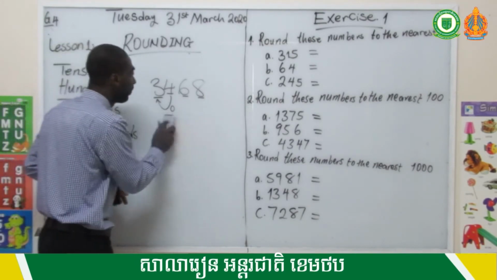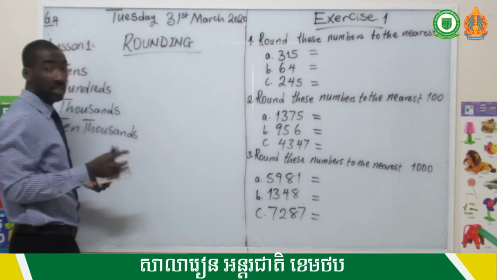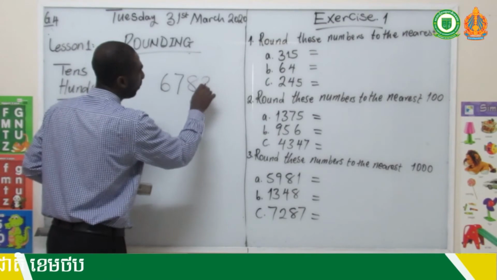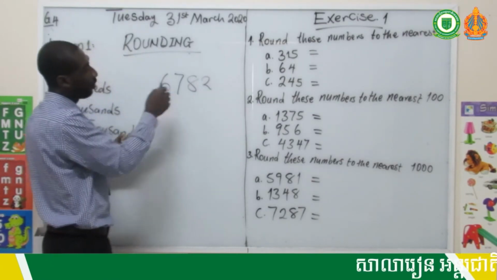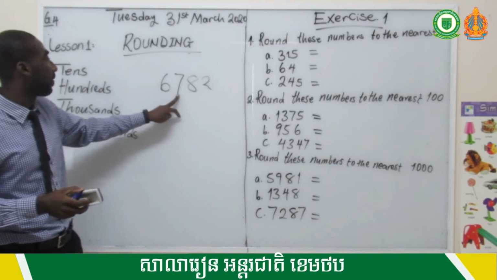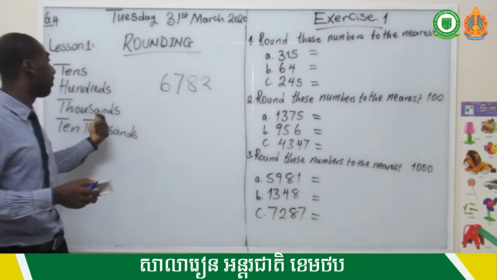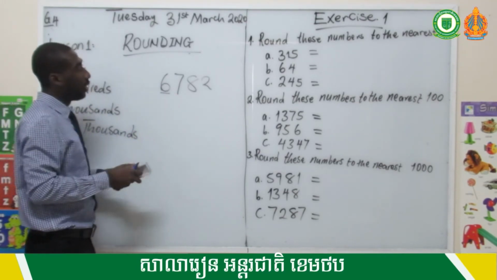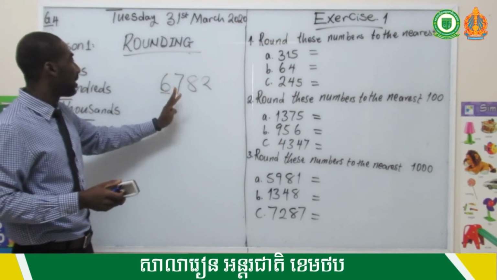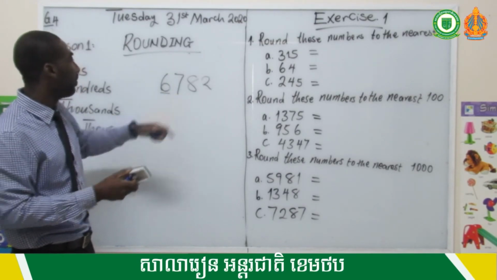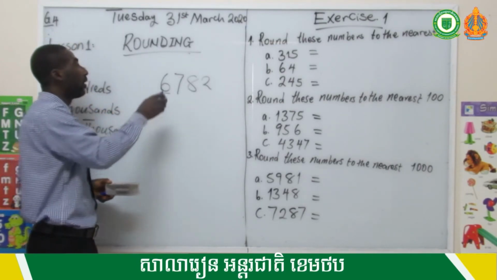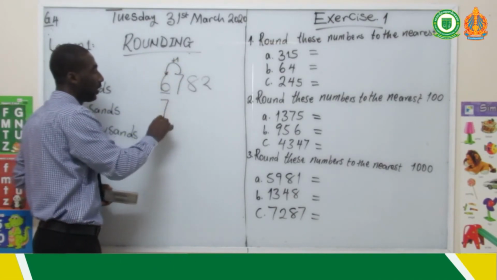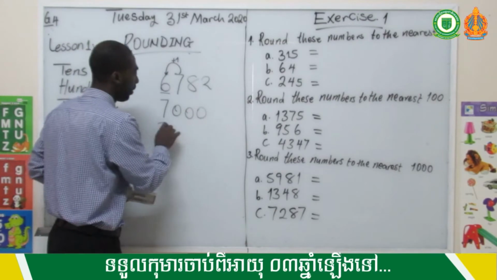Okay, let's try one more. We are still in our thousands. So we have 6,782. We want to round this off to the nearest thousand. So we are looking at 6 and the next door number. We always look at the immediate next door number. So we have 7 here. Because 7 is 5 and more, we have to round up. So it will give 1 point, and it will change our number to 7,000.